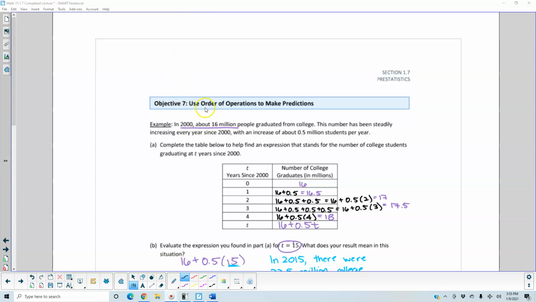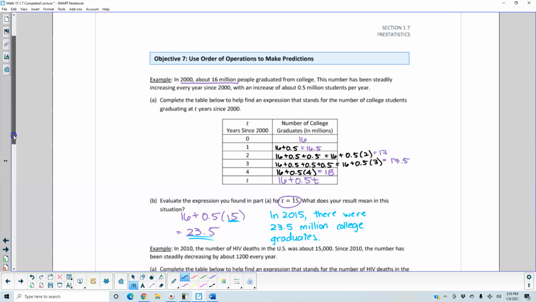Objective 7. Use order of operations to make predictions. Example: in 2000, about 16 million people graduated from college. This number has been steadily increasing every year since 2000, with an increase of about 0.5 million students per year. In Part A, complete the table below to help find an expression that stands for the number of college students graduating at T years since 2000.